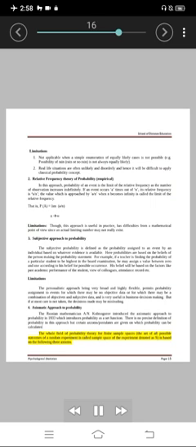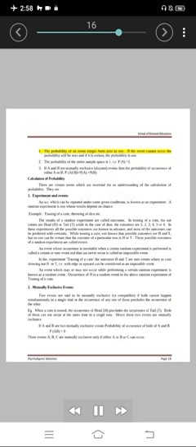1. The probability of an event ranges from 0 to 1. If the event cannot occur, the probability will be 0, and if it is certain, the probability is 1. 2. The probability of the entire sample space is 1, i.e. P(S) equals 1. 3. If A and B are mutually exclusive (disjoint) events, then the probability of occurrence of either A or B, P(A∪B), equals P(A) plus P(B).